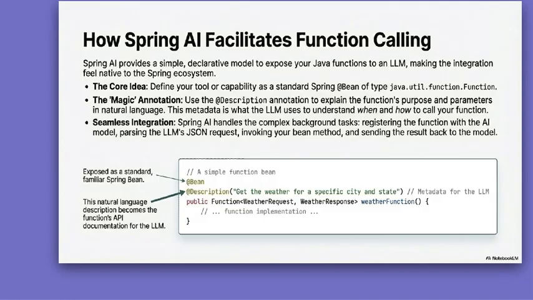But the LLM isn't built to read Java interfaces. So how does Spring AI teach the LLM what the function can do? This is where that magic annotation comes in. This is the API documentation for the LLM. It's the @description annotation. Okay, walk us through the role of @description. So you place the @description annotation directly on the function bean itself, and it just contains a natural language string explaining the function's overall purpose.